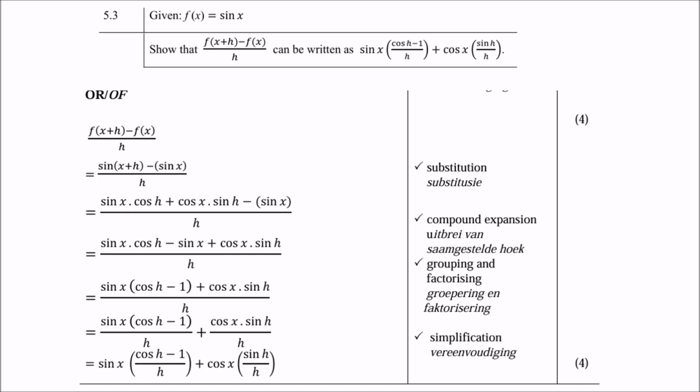Then we expand sine of x plus h, and of course again rearrange the terms to have sine x cos h minus sine x plus cos x sine h. Rearrange. So I can again take out sine x as a common factor to get cos h minus 1. Once I've done that, then again split the two fractions, divide h into sine x into cos h minus 1, and also divide h into cos x sine h. Then we get again what we're supposed to prove.